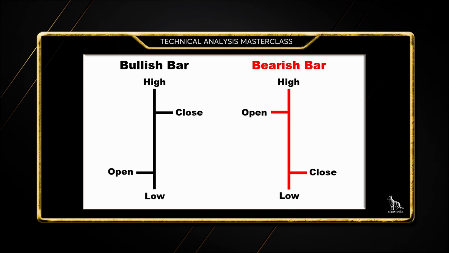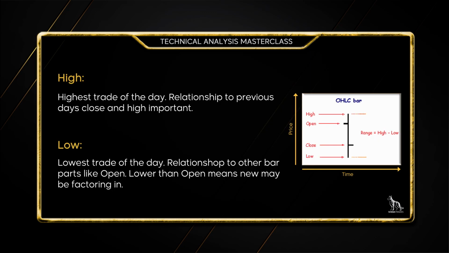Now with the daily OHLC bar, you also want to consider the high and the low too. What was the highest point price traded that day? And the relationship to the previous day's close and high is important as well when you're looking at a series of prices on a chart. The low is the lowest trade of the day, and you're looking at that relationship in other price bars like the opening in particular, or a lower open may mean that they may be factoring in new information or trending lower.